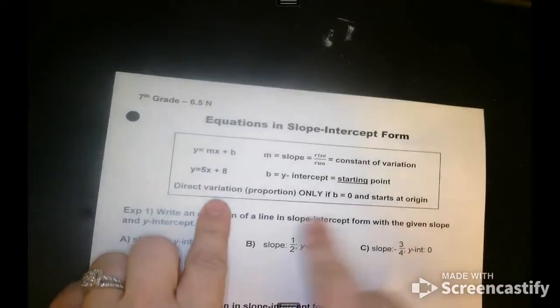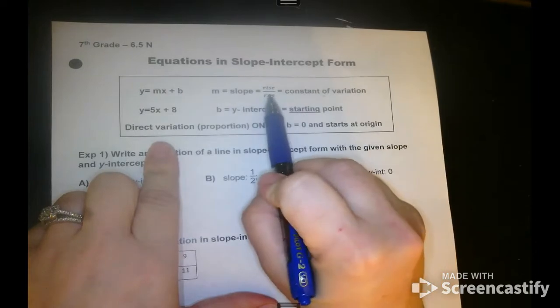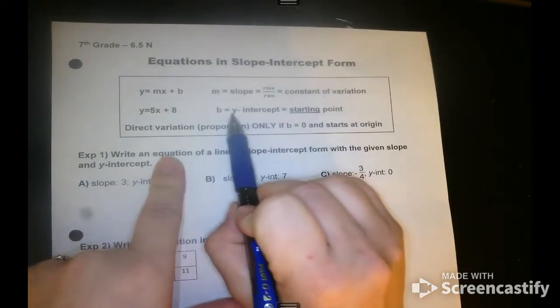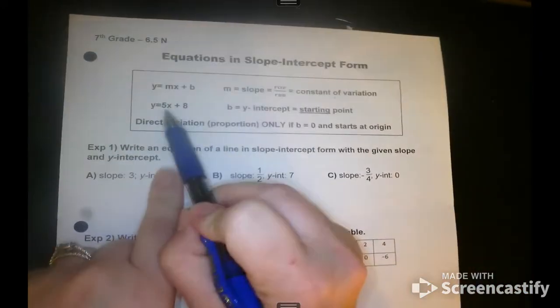Had to write, or we just had to identify what the slope and what the y-intercept was, right? Okay, so this was on our paper last week. Our slope and our constant rate of change and rise over run, they're all the same thing, yes? Okay, our y-intercept was our starting point. It's where it started on a graph.